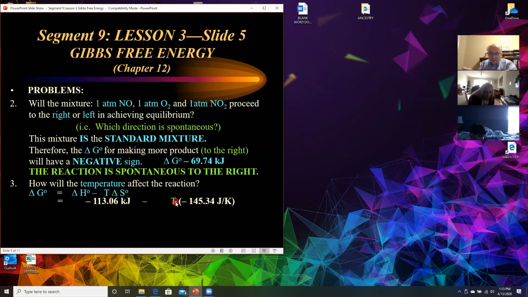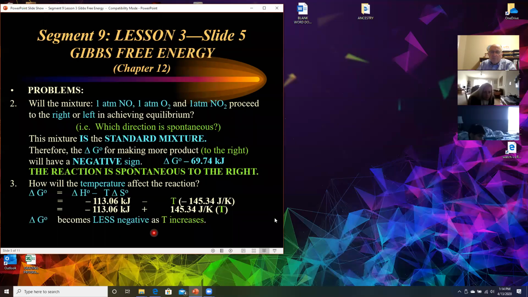So that means this term is going to get more positive as the temperature increases, which means it will be negative. It was negative 69.73 at this number being 298. If I increase the temperature, this term is actually positive, so it's going to continue to subtract from this negative value. So it's going to become less and less negative as the temperature goes up. So it will achieve some equilibrium at some temperature. So increasing the temperature will make this reaction less favorable.